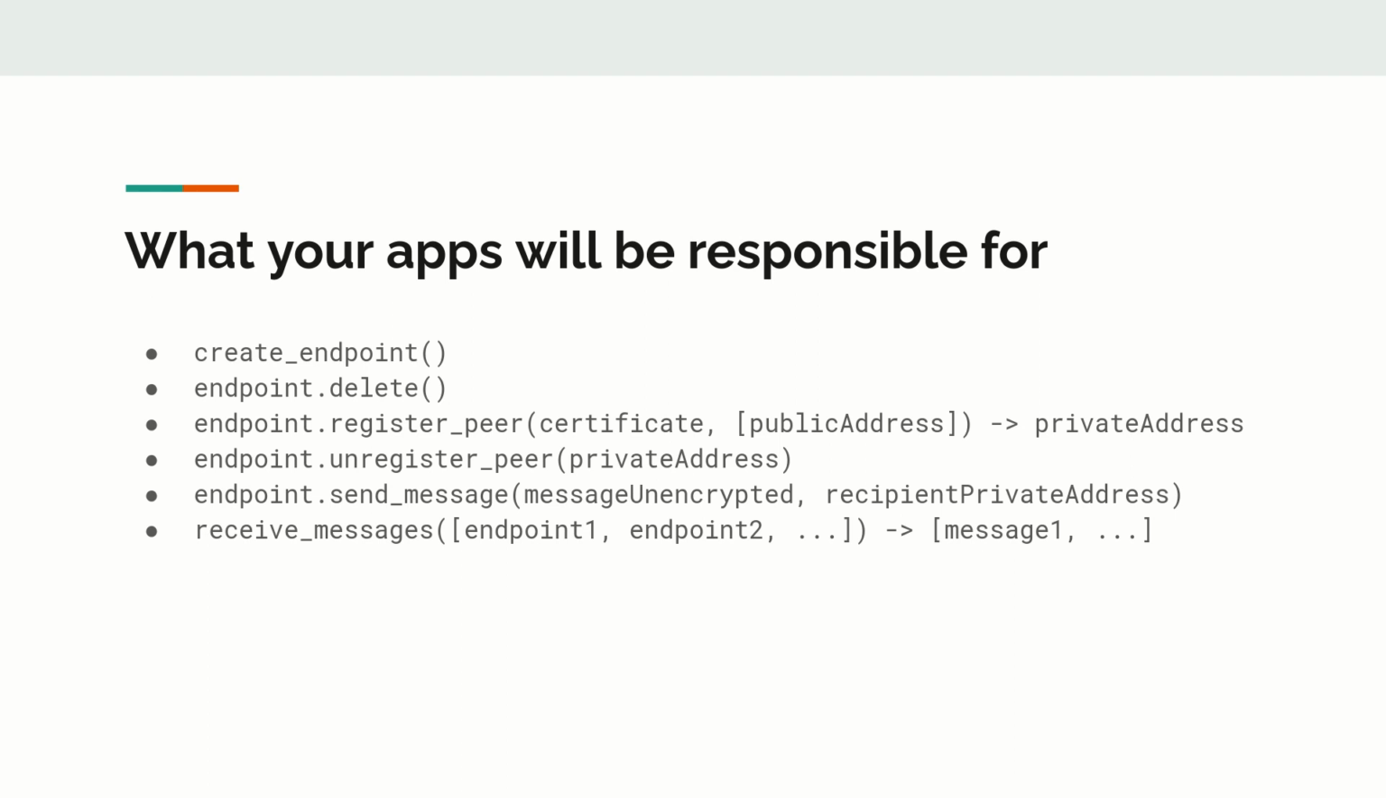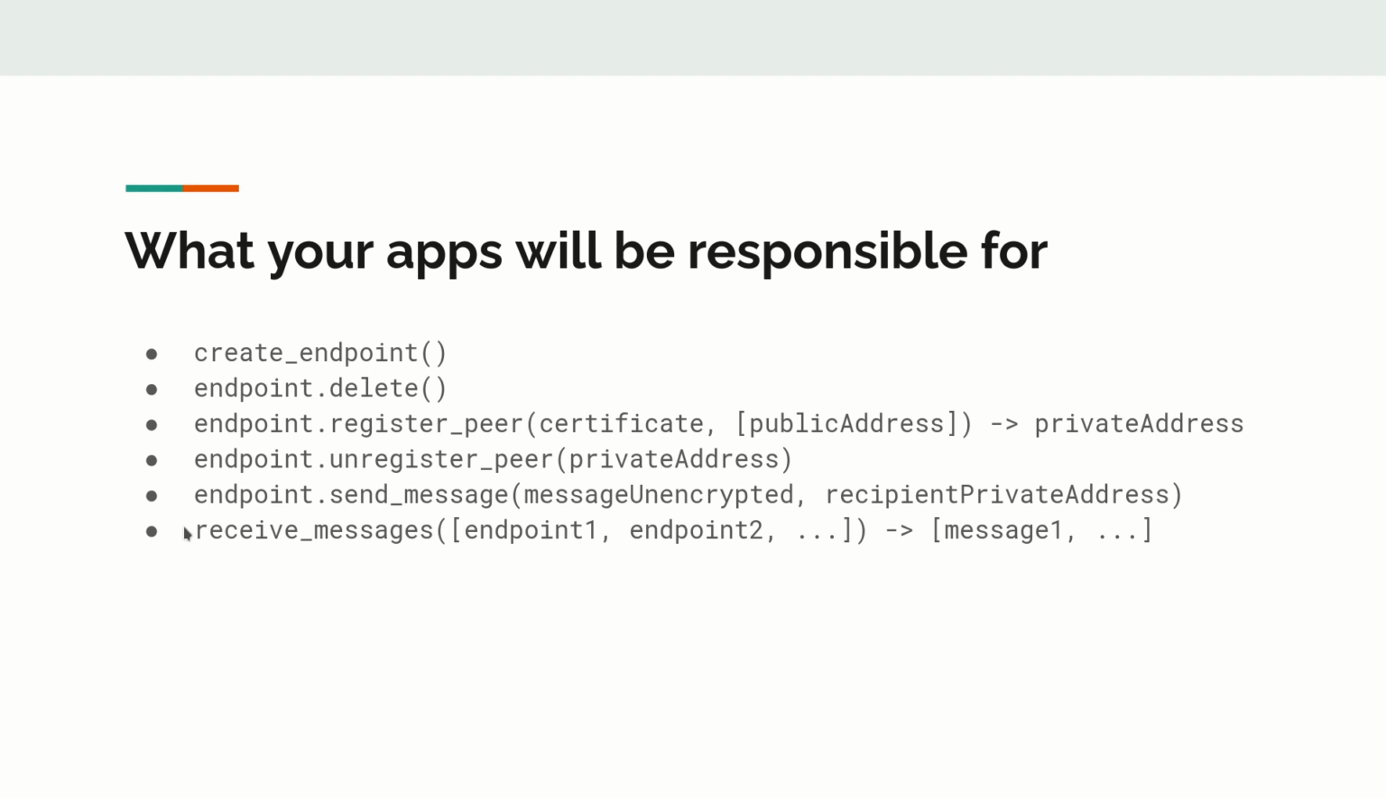Now, the next 2 are the ones that you really care about, obviously, as a service provider: the functions to send and receive messages. So when you want to send a message, you essentially pass the message that you want to send unencrypted, followed by the private address of the recipient. Now, behind the scenes, this function is going to be doing all the encryption. It's going to be taking care of picking the right key and everything else, so you don't have to worry about that when you call this function. This is all done for you.